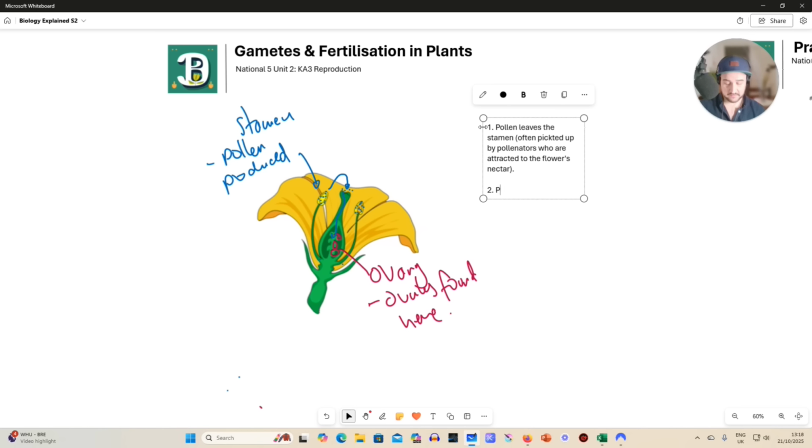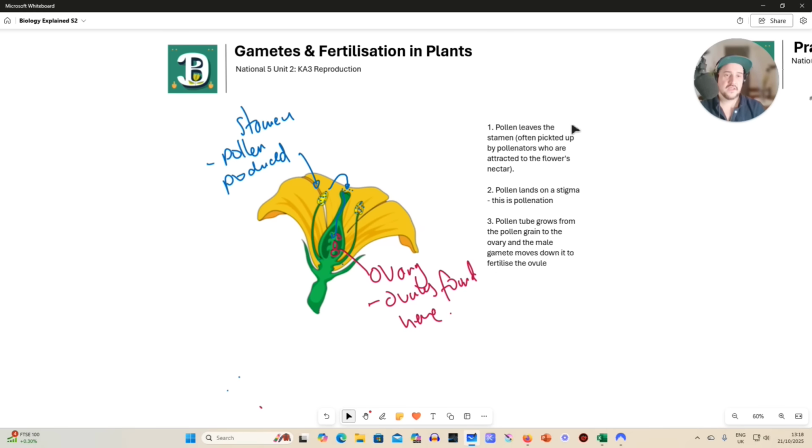Okay, so pollen lands on a stigma. Okay, this is pollination. Okay, then a pollen tube grows from the pollen grain to the ovary, and the male gamete moves down it to fertilize the ovule.